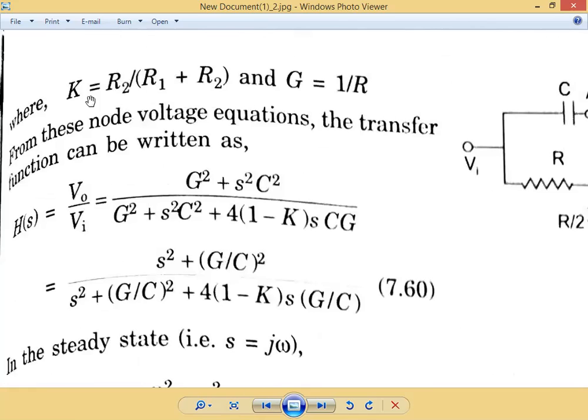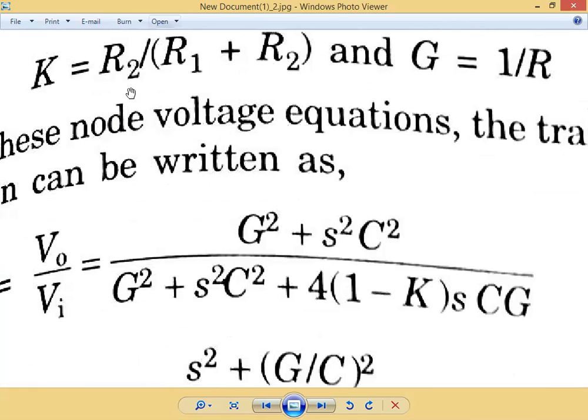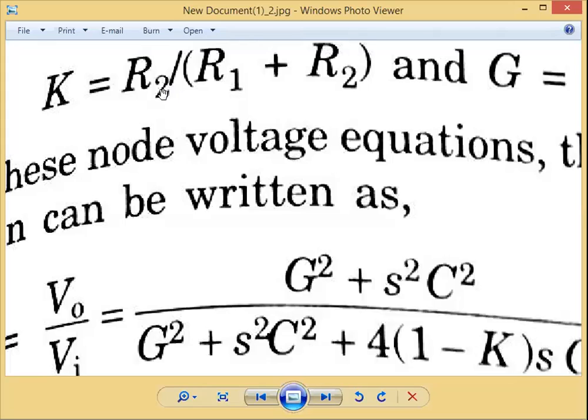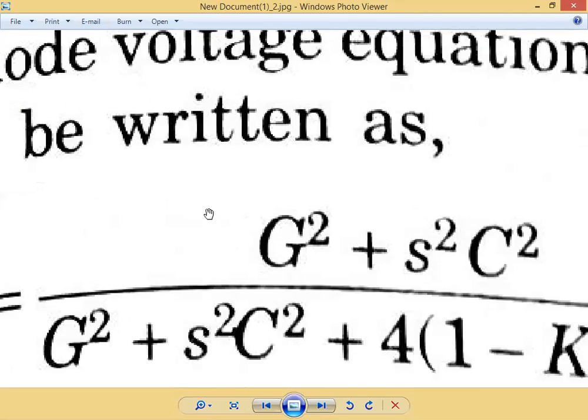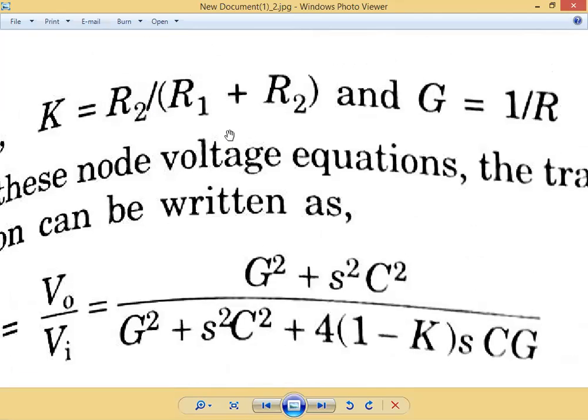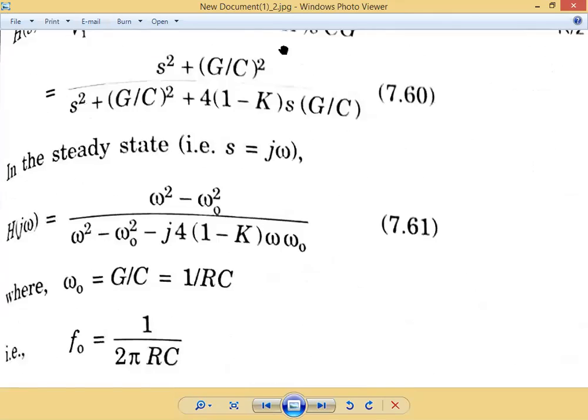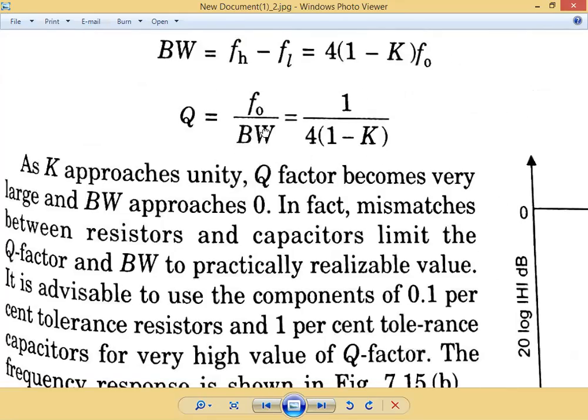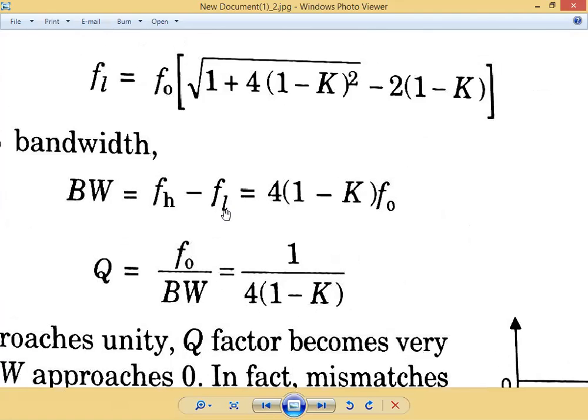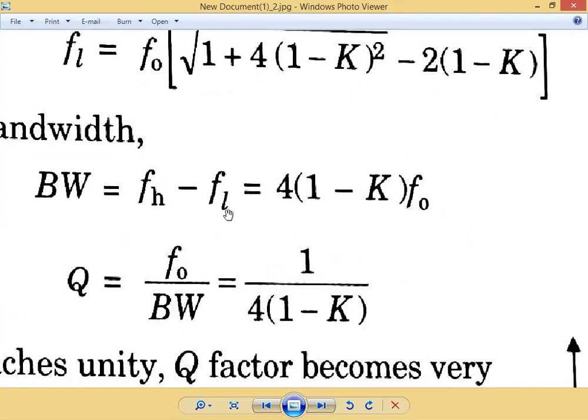As we know that K is equal to R2 divided by R1 plus R2. So by changing this value, we can change the bandwidth of the notch filter, and also the quality factor can be changed.